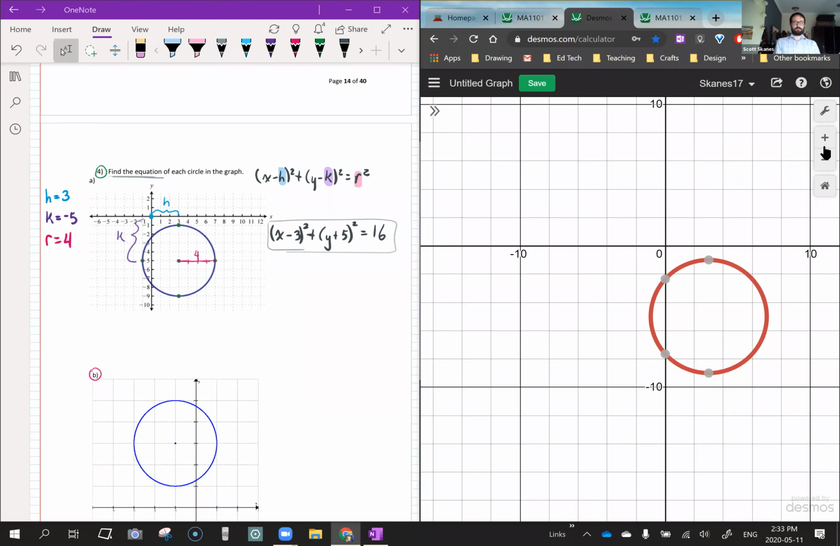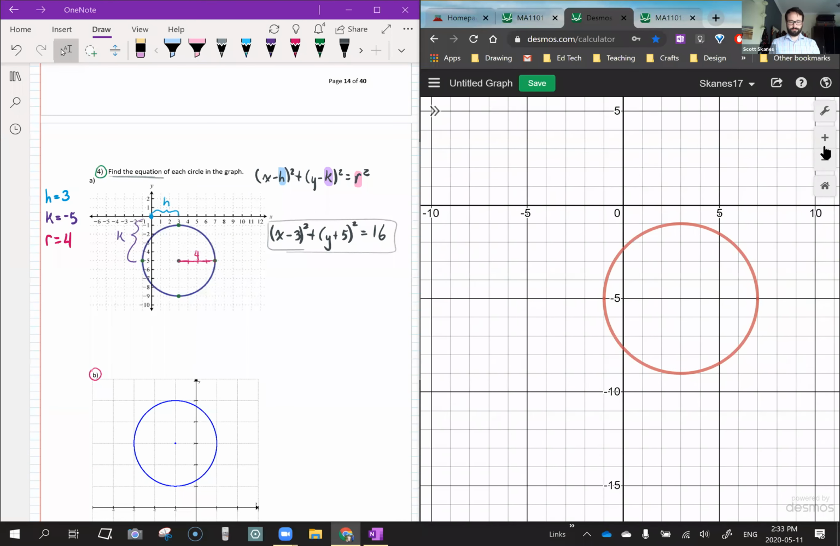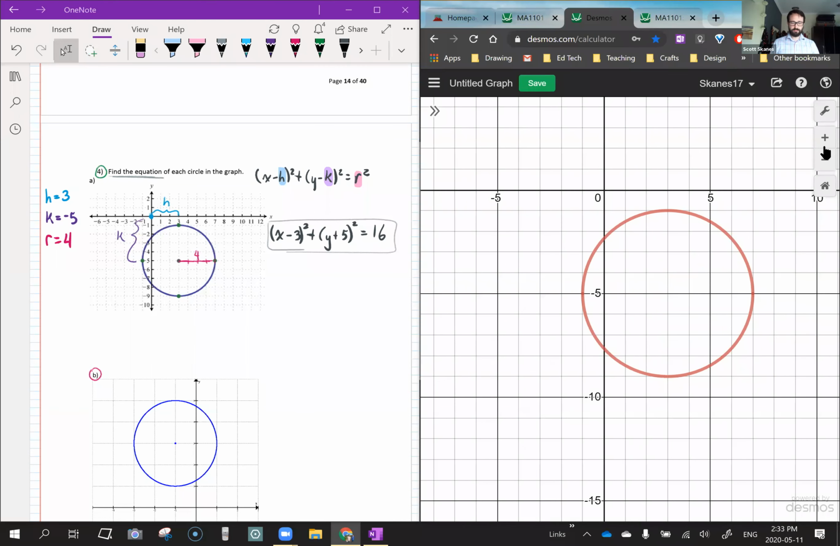And I do. That is the same graph in every way. So I took a picture, converted it into an equation, and now I just check my answer on Desmos to make sure it's okay, but it should make sense why it's okay. So that's pretty much the whole topic. That's the whole topic for circles. The rest is just practice.